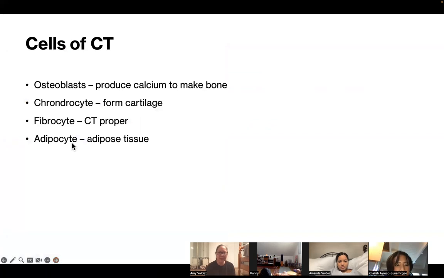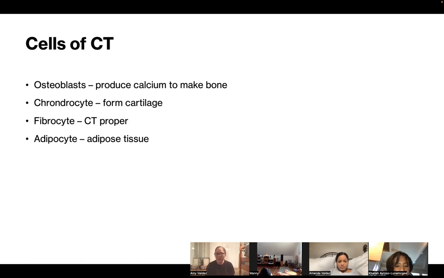So what is the difference in terms of cells? In areas that become bone, there are cells called osteoblasts, and they produce calcium. And that calcifies that part of the connective tissue, and it becomes bone.